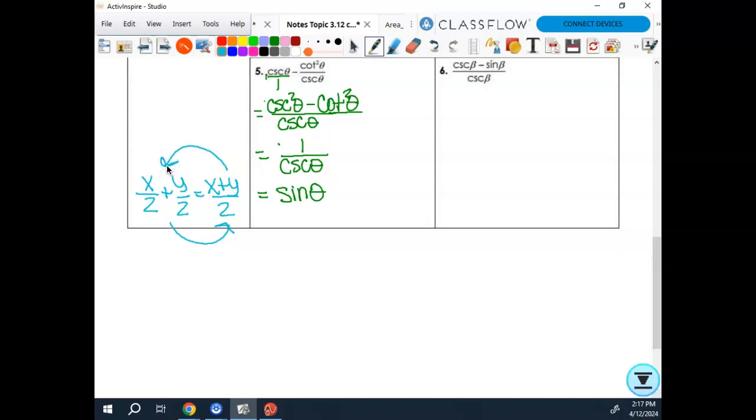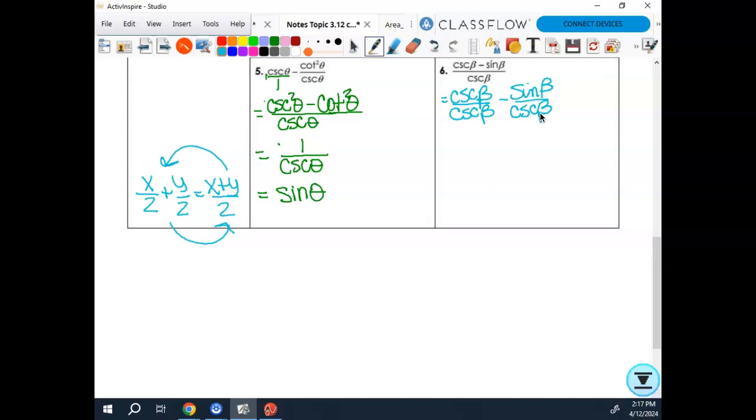Because splitting a fraction is one of our strategies, and it's not something we do a lot. So I want to make sure you understand what I'm doing and why. The denominator stays with it because it's not multiplication. So if I come over here and I split this fraction, this is going to give me cosecant beta over cosecant beta minus sine beta over cosecant beta. Okay, so I have split the fraction.